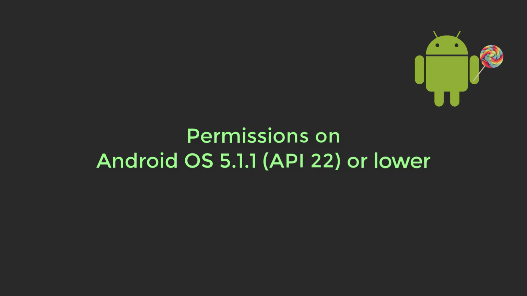So when we talk about permissions on Android version 5.1.1, you need to keep in mind that if the device is running that version or API level 22 or lower, the system automatically asks the user to grant all dangerous permissions for your application at install time. If the user clicks accept, all permissions the application requests are granted. If the user denies the permission request, the system cancels the installation of the application.